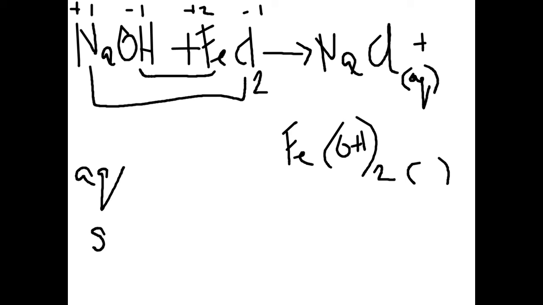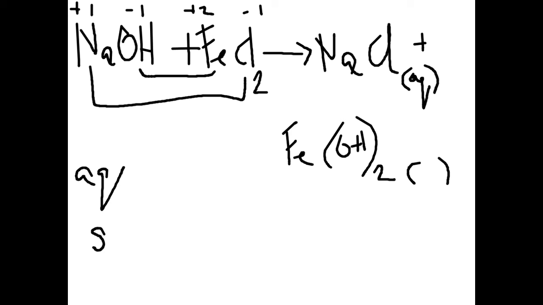Next, iron hydroxide. Let's go through the rules again. Soluble compounds. Compounds containing alkali metals, lithium, sodium, potassium. Is iron in there? Move to the next. Nitrates and bicarbonate and chlorate. Do we have any one of those in iron hydroxide?